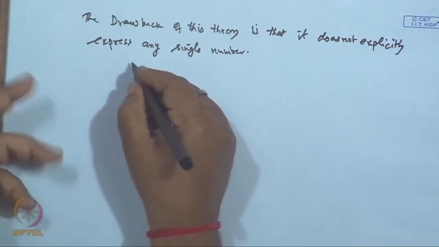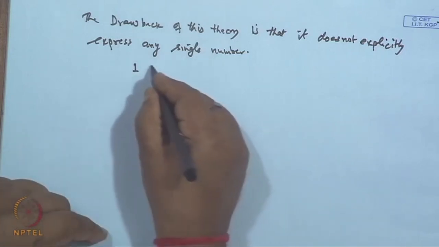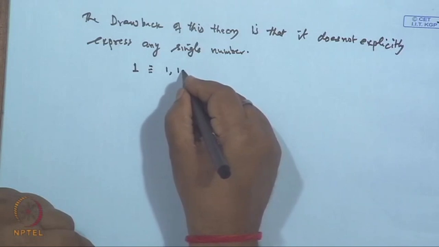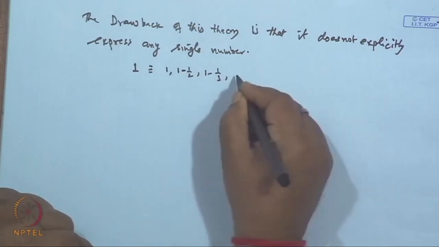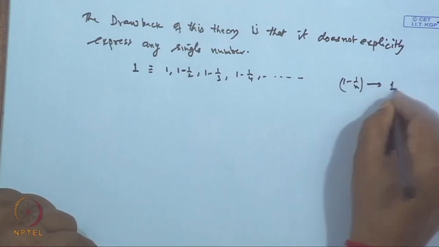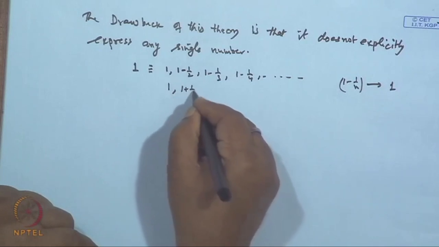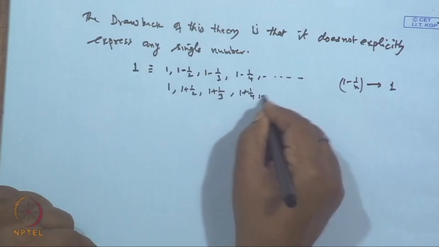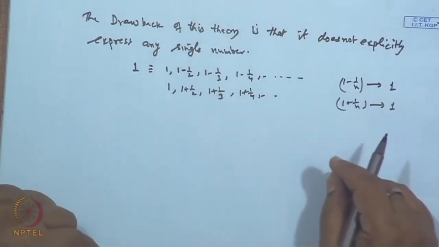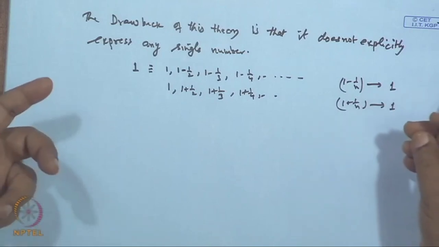For example, suppose I choose the number 1. Then 1 will correspond to the sequence 1 minus half, 1 minus 1 by 3, 1 minus 1 by 4 and so on. That is 1 minus 1 by n; this sequence will go to 1. But on the other side, 1 plus half, 1 plus 1 third, 1 plus 1 by 4 and so on, that is 1 plus 1 by n, will also go to 1. So there are many sequences available which go to 1. In fact, this holds for any real number you pick up. Similarly for irrational numbers, it is not just one sequence; many sequences of rational numbers can be generated whose limit is the given number. So this is the main drawback.